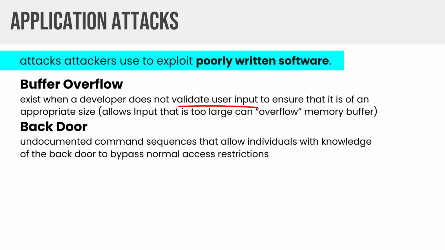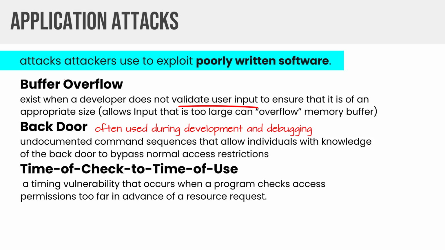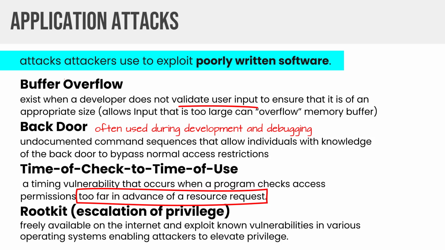There's a backdoor. This is an undocumented command sequence or sequences that allow individuals with knowledge of the backdoor to bypass normal access restrictions, often used during development and debugging, and in the worst cases, unintentionally or even intentionally left there after development and debugging. There's time of check to time of use attacks, which is a timing vulnerability that occurs when a program checks access permissions too far in advance of a resource request. So it's a timing issue. And rootkit, which is escalation of privilege.